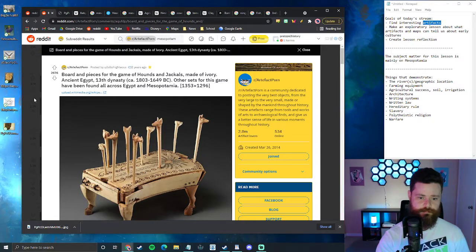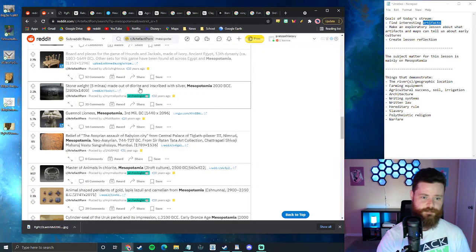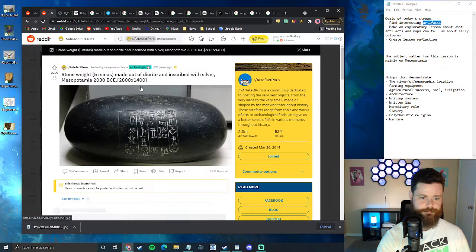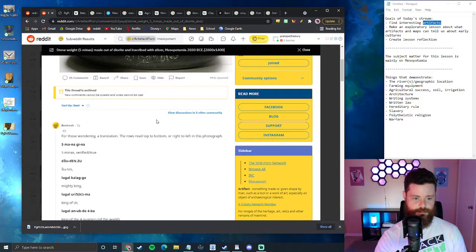Okay, so that's from Egypt. And it looks like they have other ones in Mesopotamia, but I would need to find one. Ooh, this is a cool one, actually. Stone weight. All right.